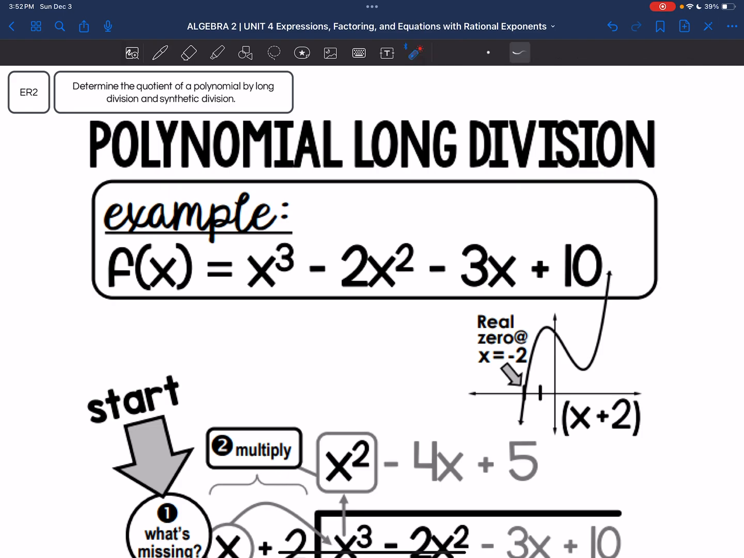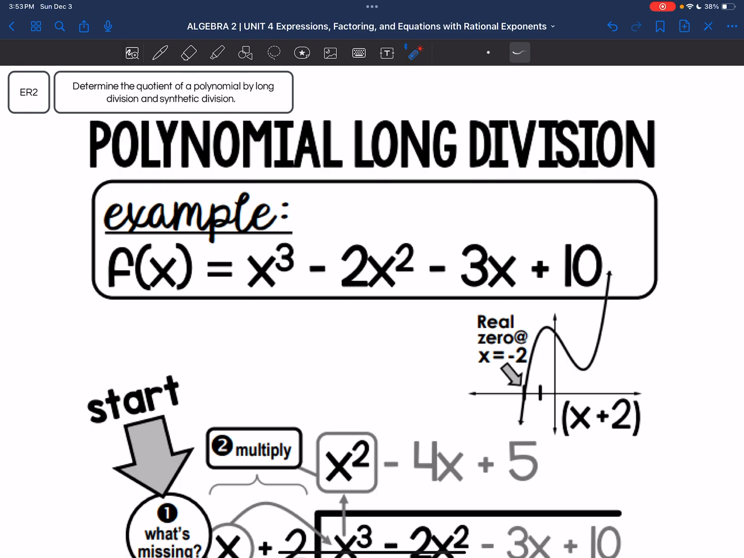In today's video, in our unit on expressions, factoring, and equations with rational exponents, we are going to be determining the quotient of a polynomial by long division first, and then in our next episode, we'll be looking at synthetic division. This is our second skill in this unit.